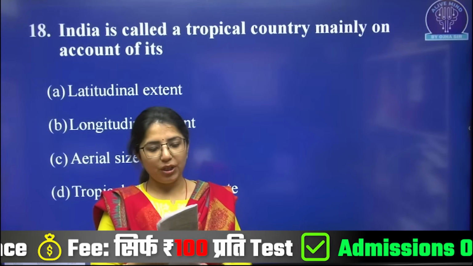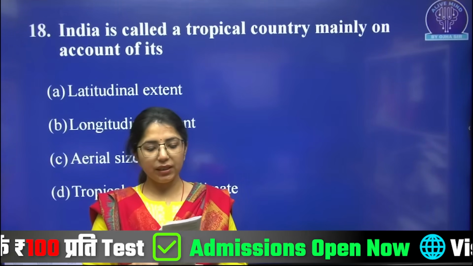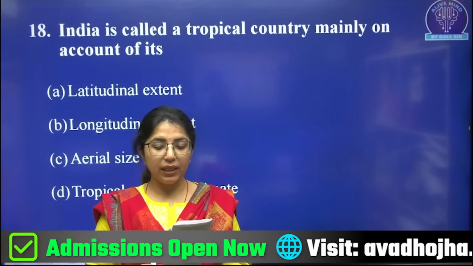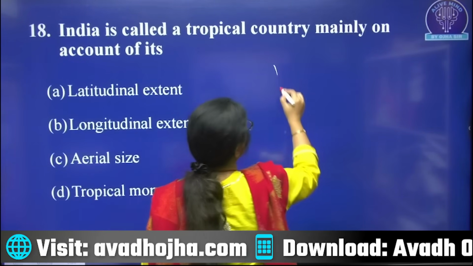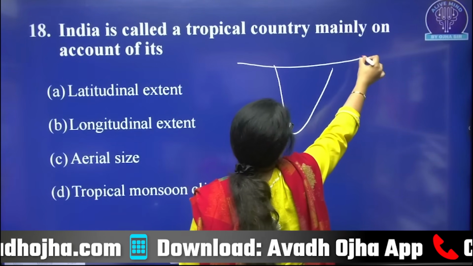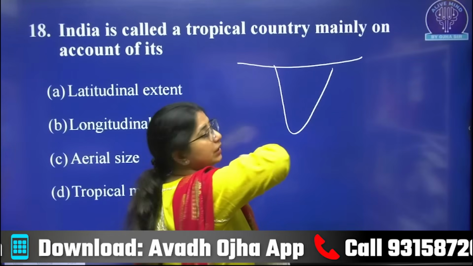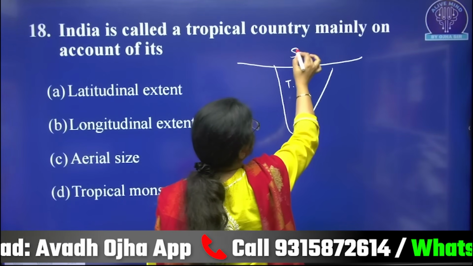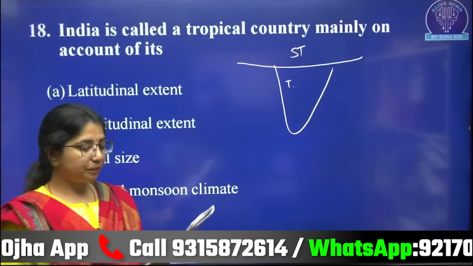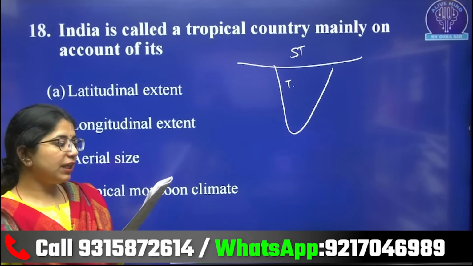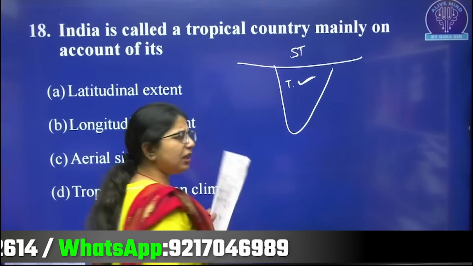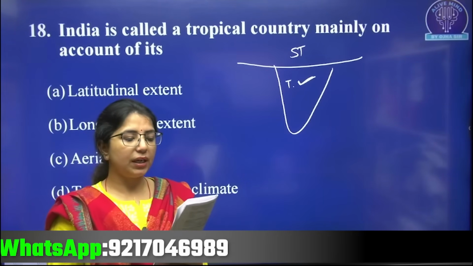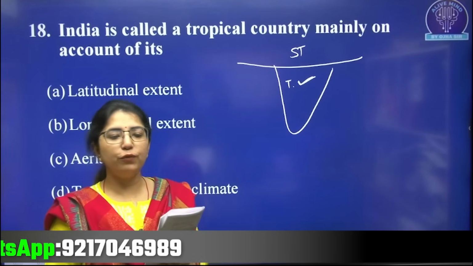Then is question number 18. India is called a tropical country mainly on account of its what? We have studied that the Tropic of Cancer passes through India, dividing it into two equal halves. This is the tropical and this is the subtropical zone, right? Now they are asking, why do we call India a tropical country?